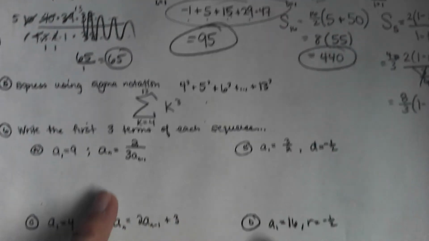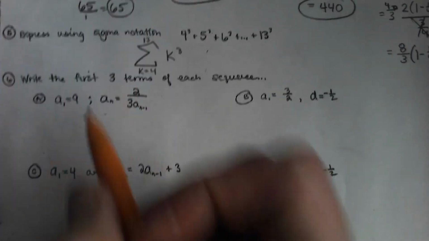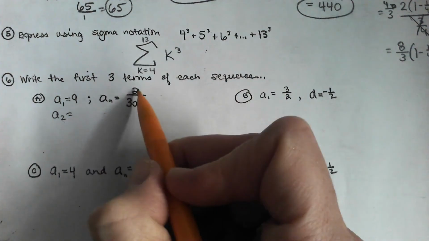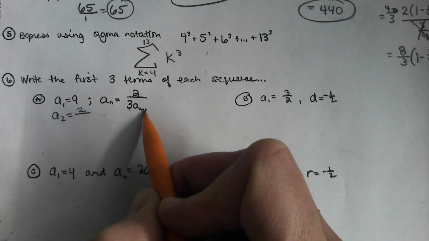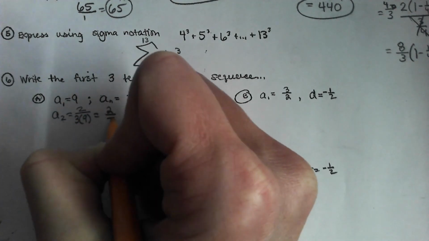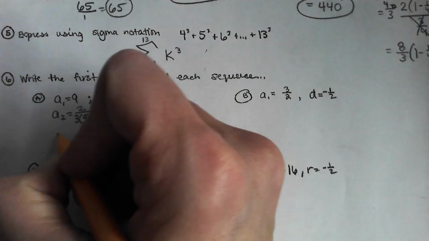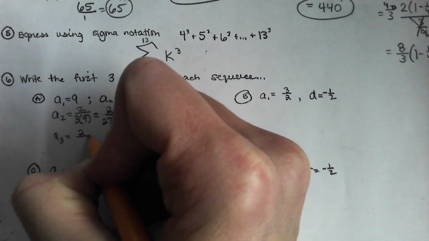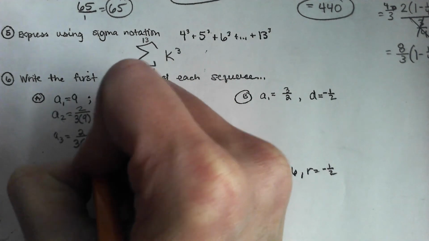Writing the first 3 terms of any of these sequences with these stipulations, but we're mixing and matching the types here. So the first one is a recursive. So your first term is 9. Your second term is going to be 2 divided by 3 times the previous term of 9, which is 2 over 27. To get your third term, you do 2 over 3 times the previous term, and the previous term, gets a little ugly here, was 2/27.